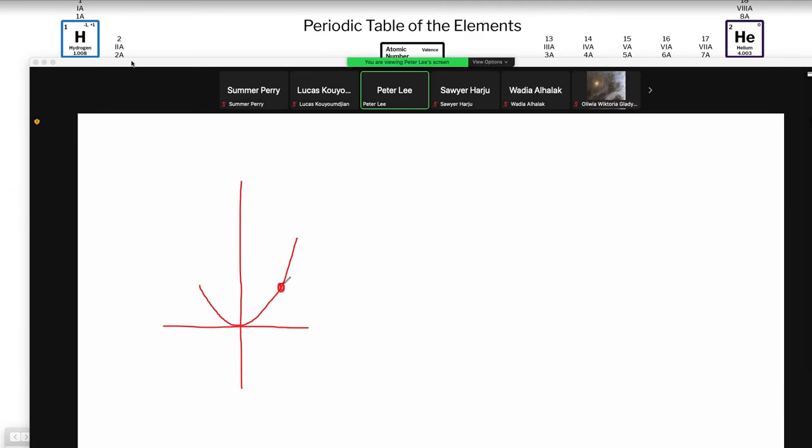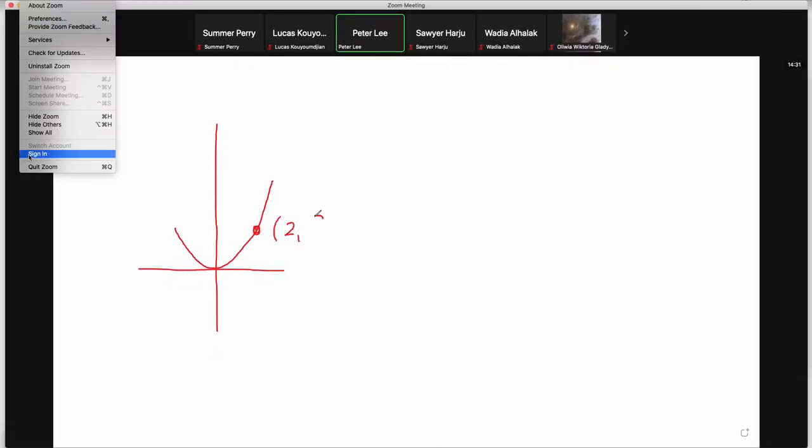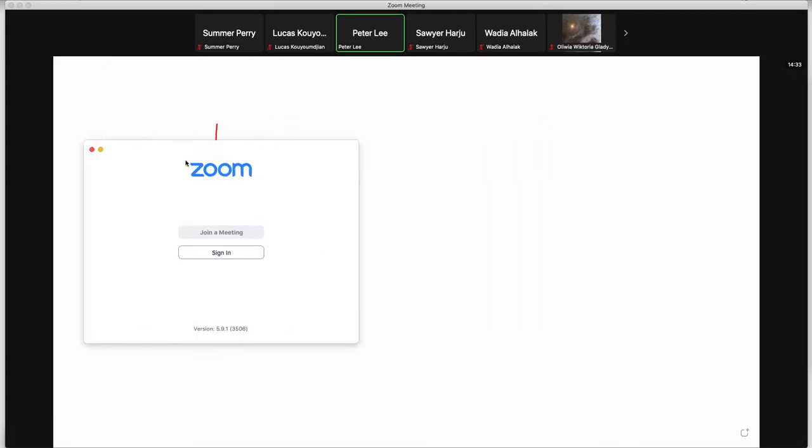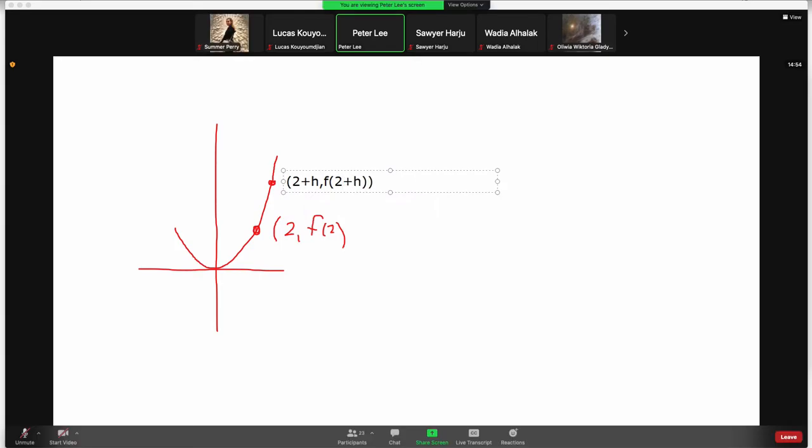So now let me just do this here. This point was called 2 comma f of 2. And the other point, all you have to know is that I call this point 2 plus h comma f of 2 plus h. Actually, I think this is good because now everything is clean here. Okay, so we have this.